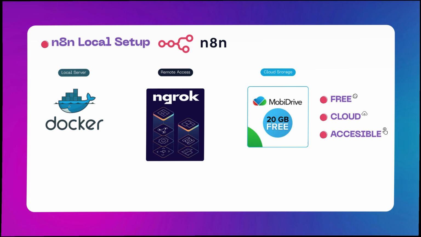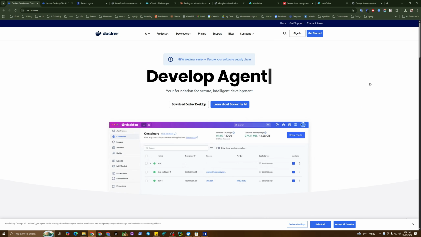We are going to quickly go over how to set up n8n locally on Docker, but we are going to use ngrok for getting a URL so that we can have remote access to our container. And then also we're going to set up MobiDrive so that we store the n8n data on a cloud storage. So let's get started. Download Docker for desktop.